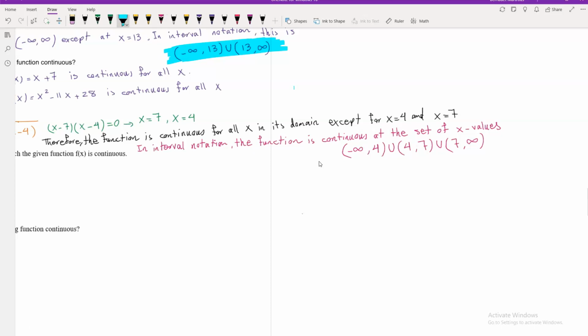So this is our final answer for this part. And this was because our function is undefined for x equal to 7 and x equal to 4.